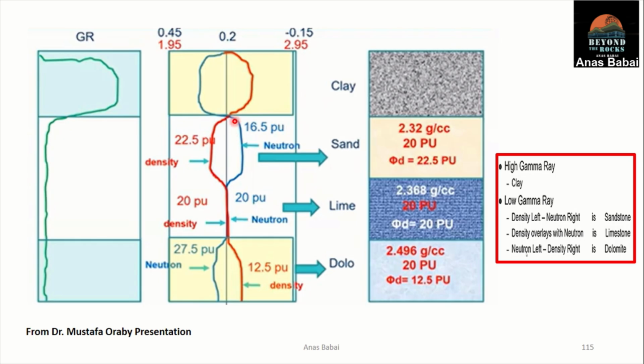And it's negative because the density value here is decreasing and the porosity value is decreasing, so it's negative, while we will see here that the porosity value is increasing and the density is also increasing according to the scale, so that's a positive separation for dolomite.